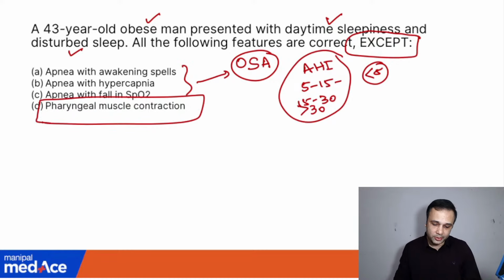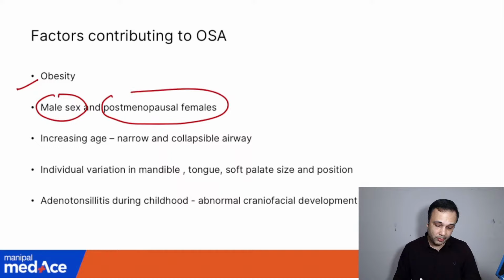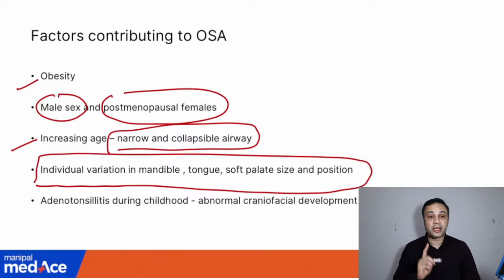Just to put a few slides on obstructive sleep apnea here, what are the factors contributing to obstructive sleep apnea? Obesity, male sex because of testosterone, postmenopausal female. Remember, in women, progesterone is found to be protective. Increasing age, there is narrow and collapsible airway, so they are more prone to develop obstructive sleep apnea. Skeletal abnormalities can produce obstructive sleep apnea. If you have a receding mandible, if you have a maxillary hypoplasia, you can develop obstructive sleep apnea. Short neck is one of the contributing factors. If there is obesity, obviously there will be a short neck. Increased neck circumference, increased abdominal circumference, all of them contribute to obstructive sleep apnea.